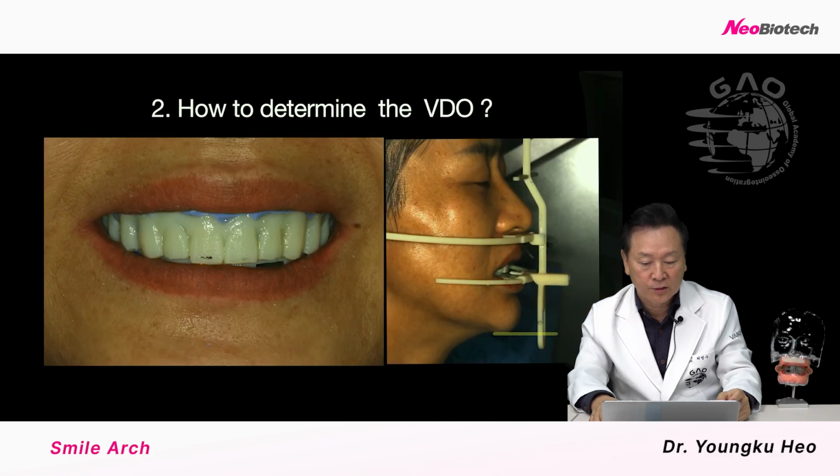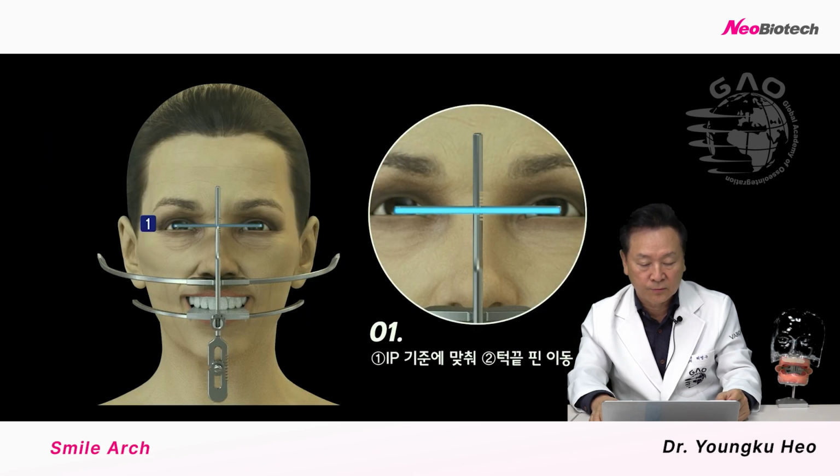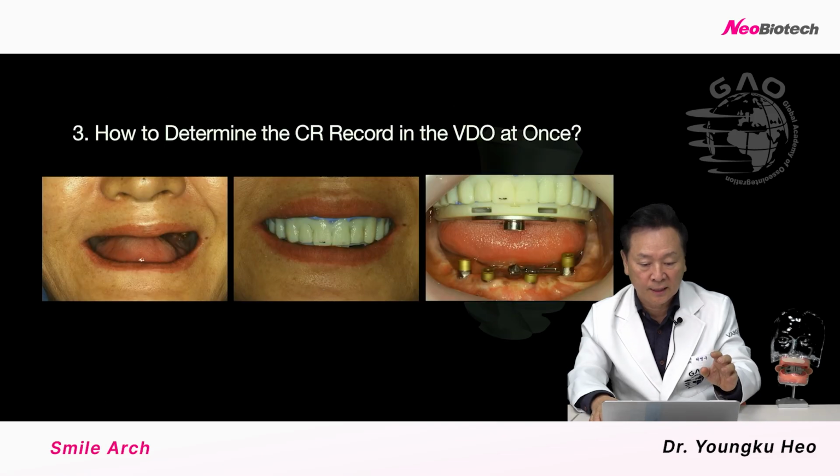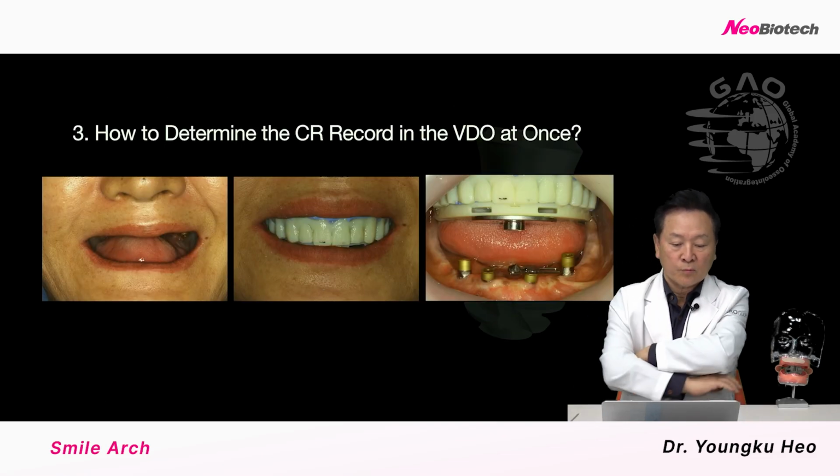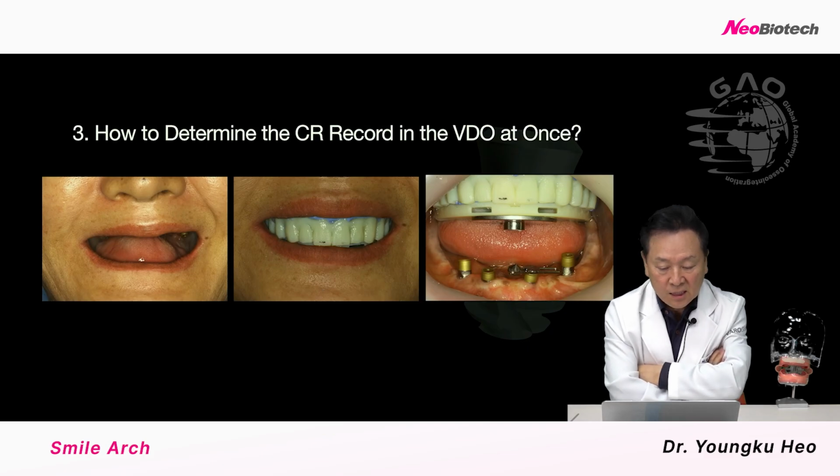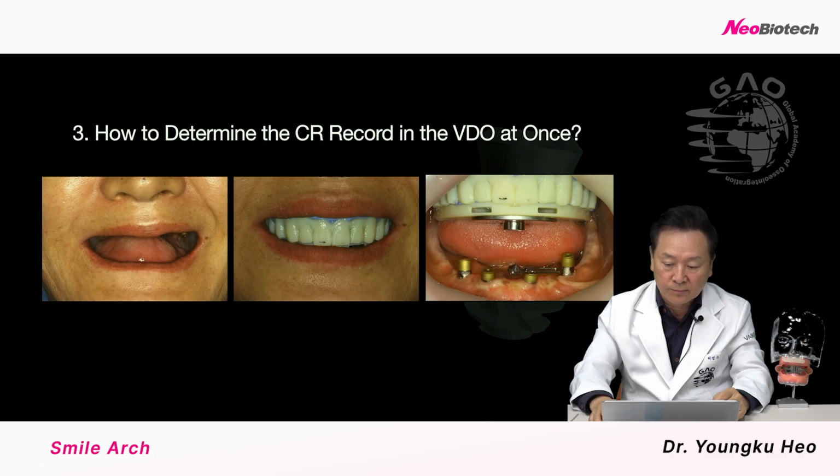And also we can determine the right video from the SmileArch. So I already explained everything. One more thing: how to determine the CR record in the vertical dimension at the same time, because it's a very, very important procedure, and to get the right CR record.